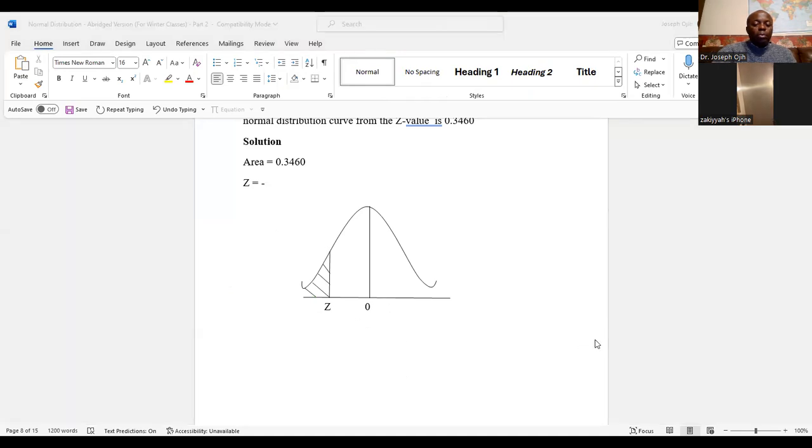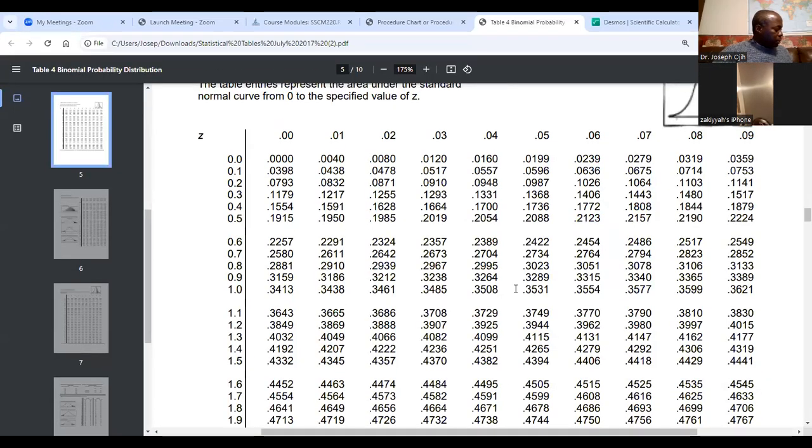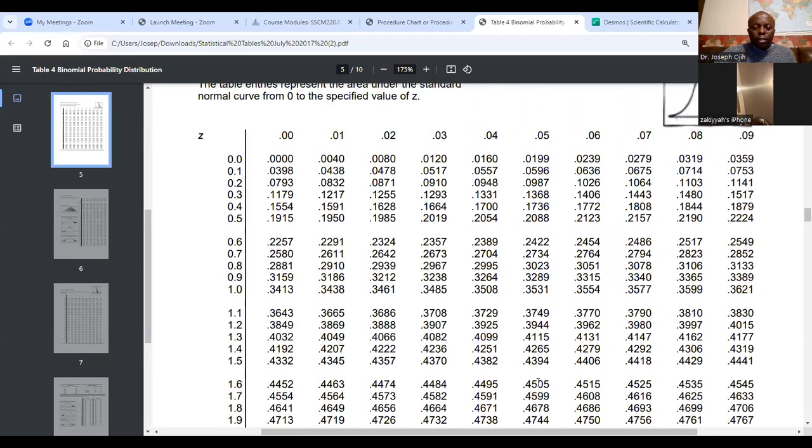We now go to the table and start looking for 0.3460. Let me see. Now, if you don't find it, we'll look for a number that is closest to it. So let's do it right here. This is the table right here. 0.3460. Make sure you're seeing this.